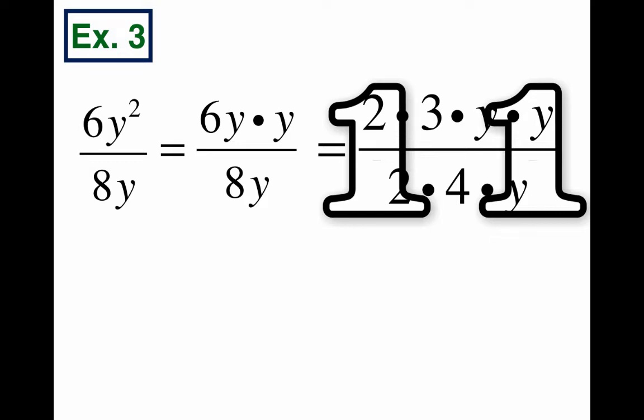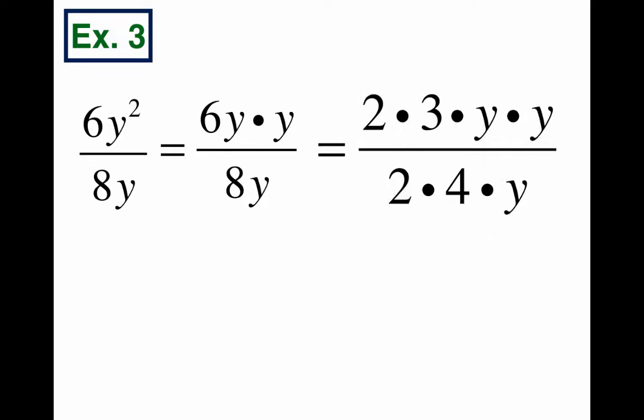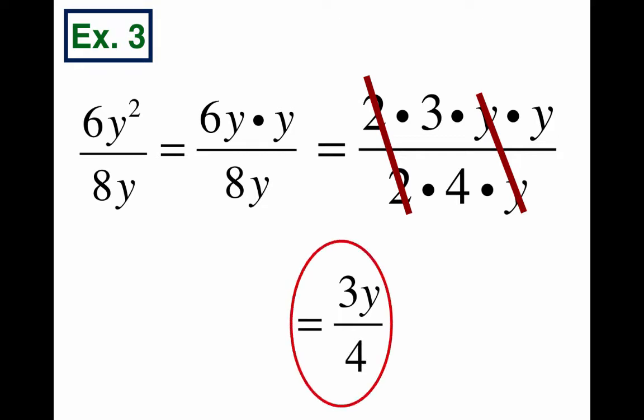Now these 1's are kind of big and hard to read, so instead of using those, I'm going to draw a line. The 2's and the y's match up. They can go. But look what's left. You still have a 3 on top and a y, and you still have a 4 on bottom. So our answer is on top 3y and on bottom a 4. That's our simplified solution, 3y over 4, and that's mathematically equal to 6y squared over 8y. We just got rid of the power of 1.